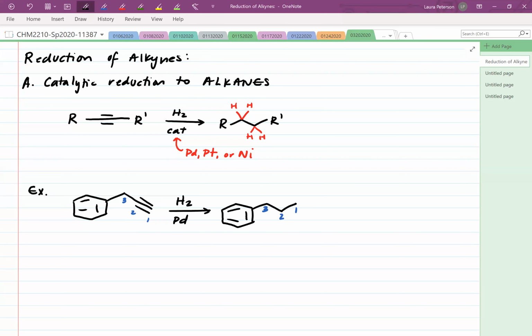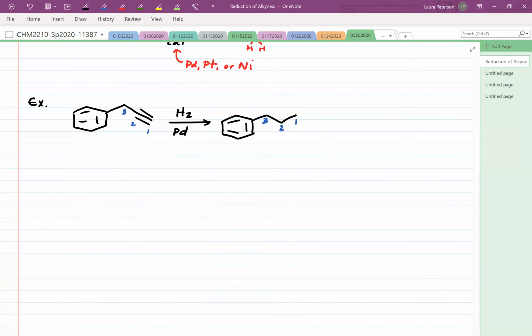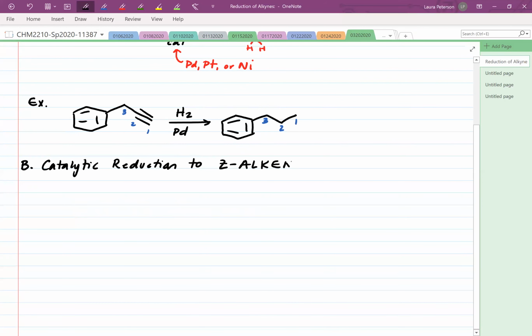Our next reaction that we'll label B is going to be, again, a catalytic reduction. But this time we're going to change the catalyst that we're using, and that's going to allow us to stop at the Z alkene. So to a Z alkene. Let's go ahead and look at our example here.